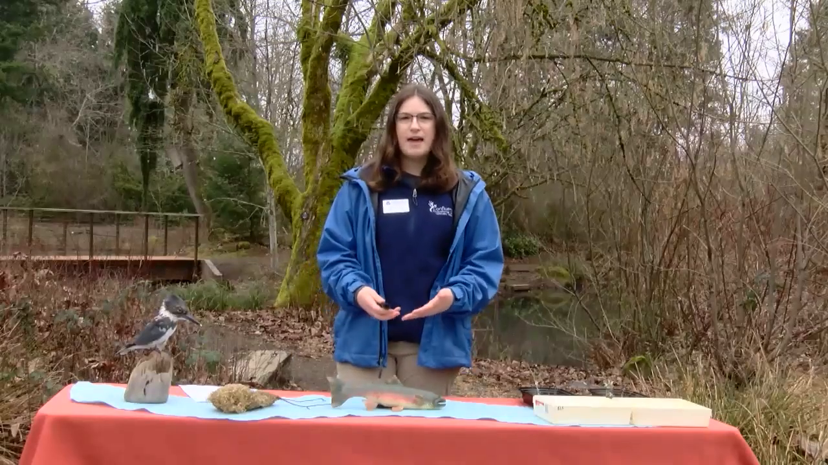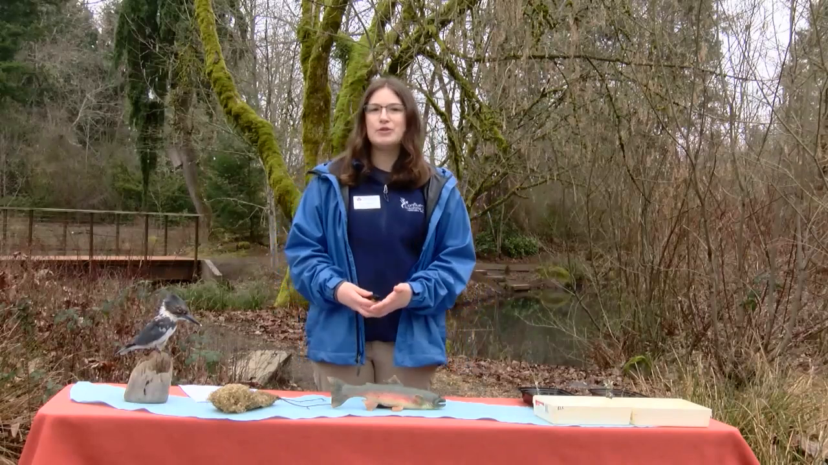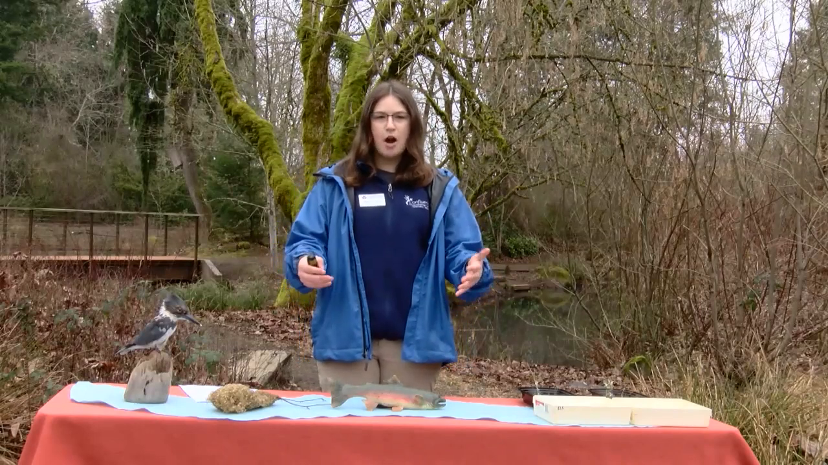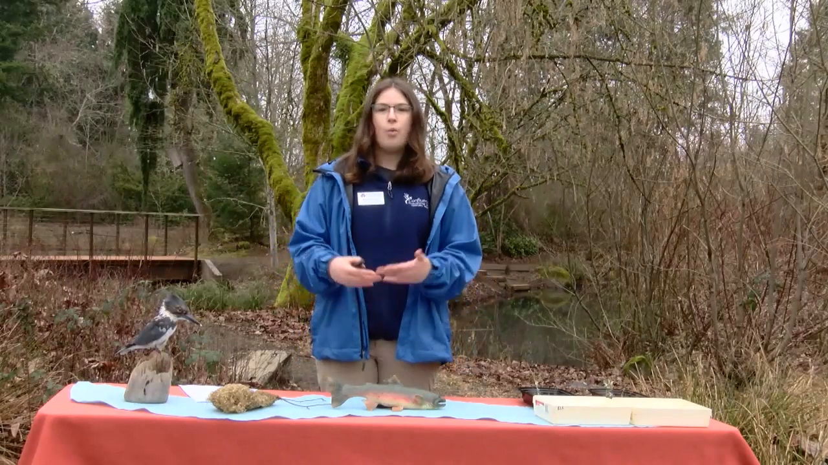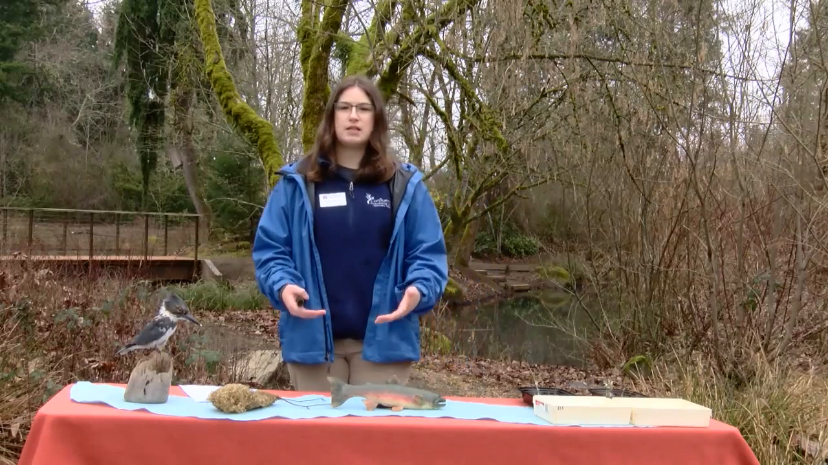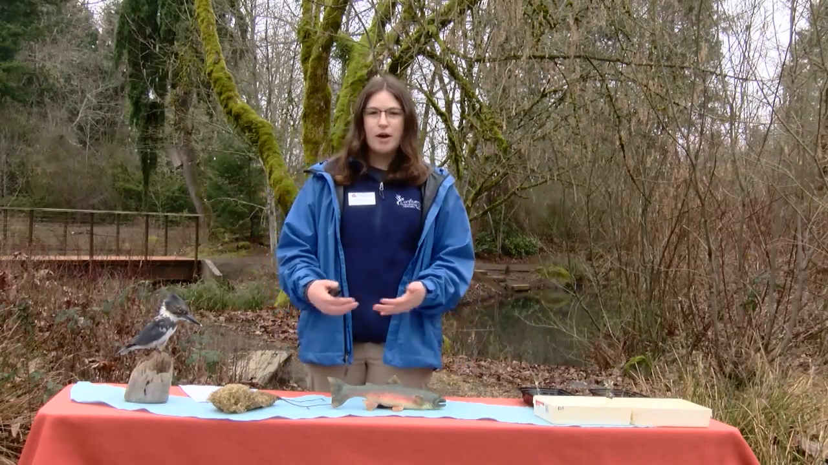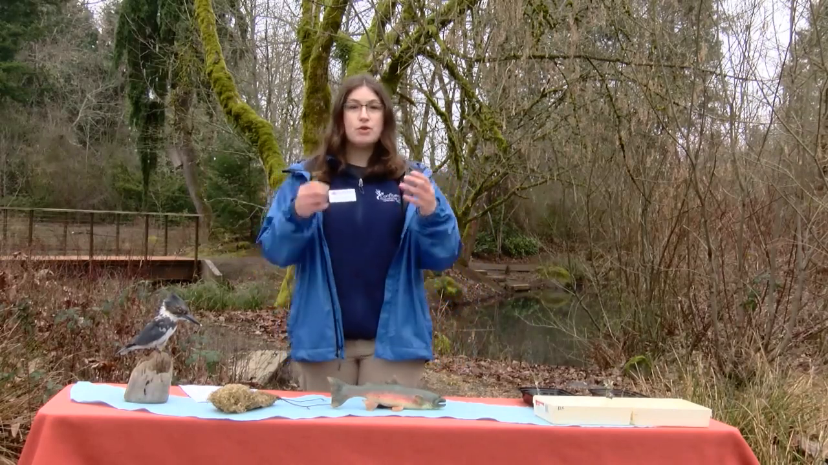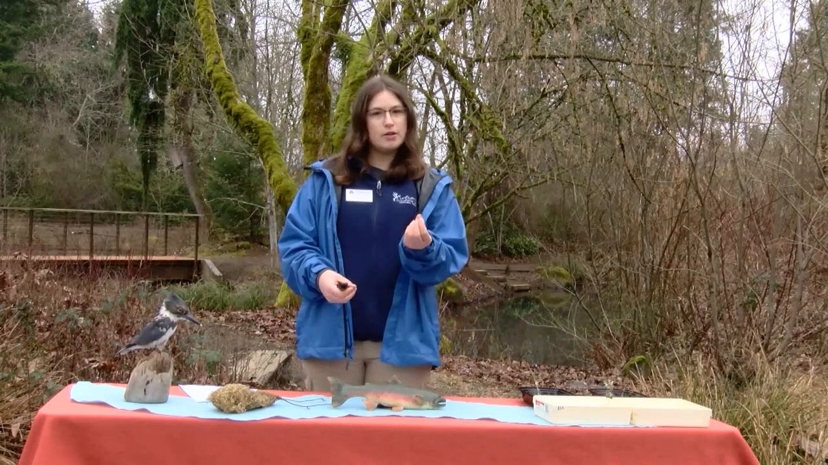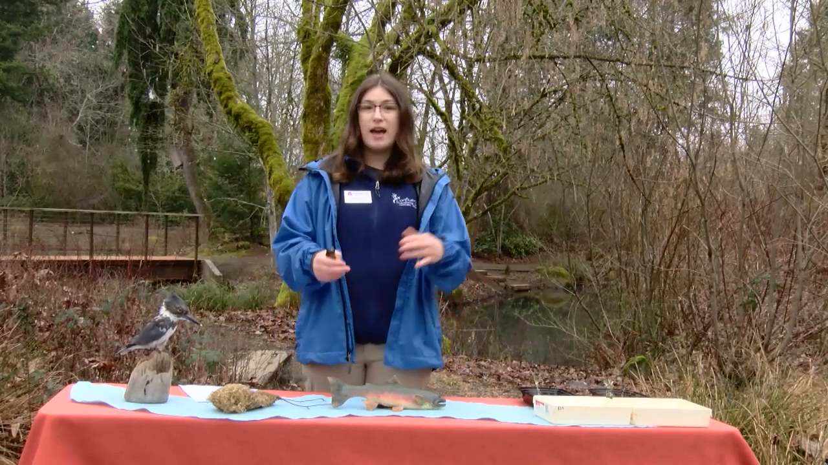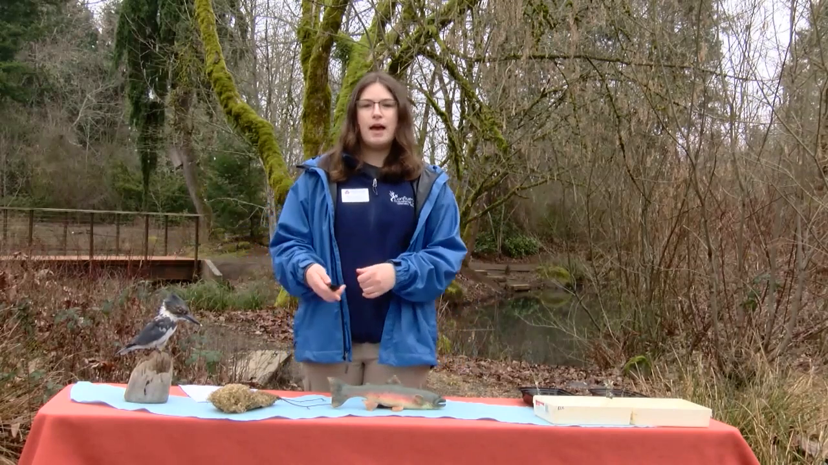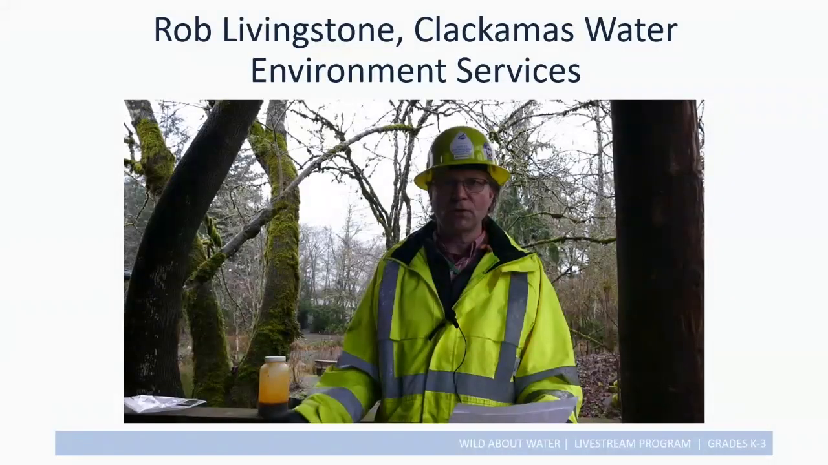And we found that there are scientists that have been able to find a way to better understand the flow of water. And one of those scientists, his name is Rob Livingstone. He's from Clackamas Water Environment Services. And he came a couple years ago to tell us all about how they use a colored dye to put in the water, and it shows us the flow of that water. And this is a photo of Rob when he came and did an interview with us and told us all about the research and how they're able to learn more about the flow of water using this dye test.